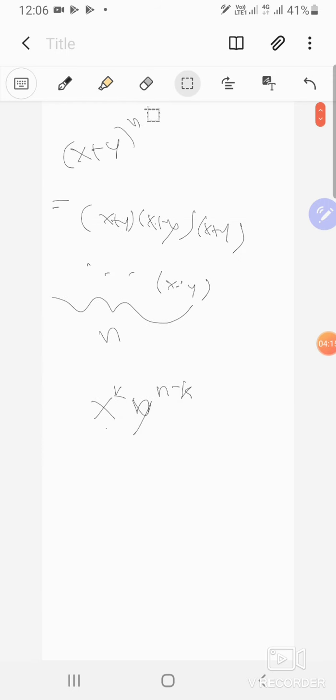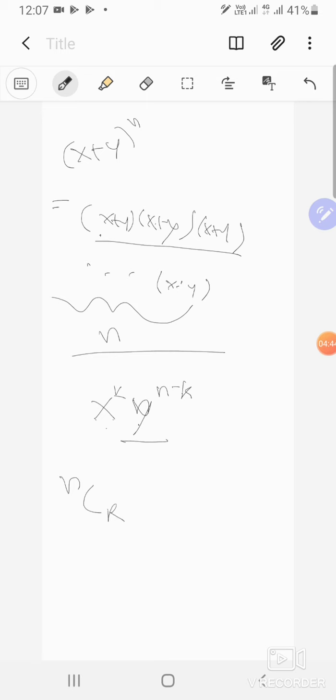in how many ways can we get k x's together and n minus k y's together from this big multiplication. Suppose you got k x's together from k brackets, automatically the other n minus k brackets are going to give you these y's, so you don't have to worry about that. So basically we only need to find k x's from these n brackets, and the number of ways in which we can find these x's is n choose k.